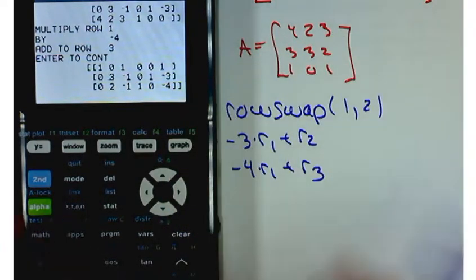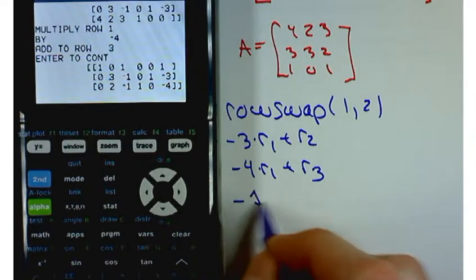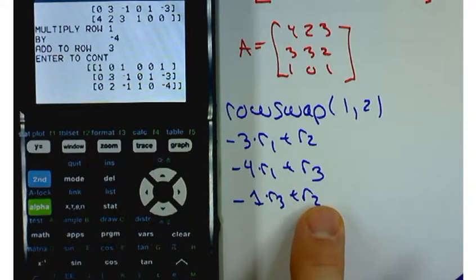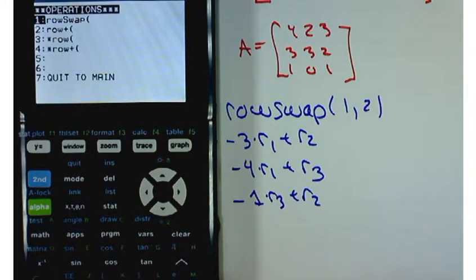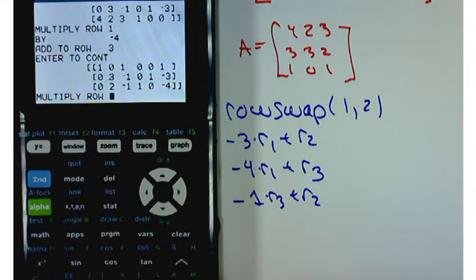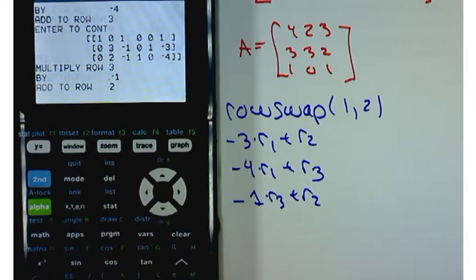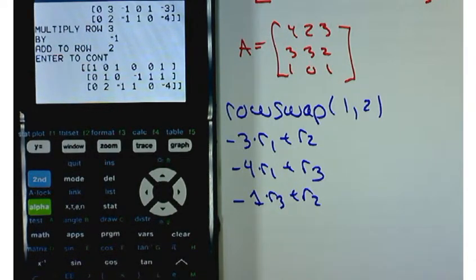So let's do that. So it's going to be -1 times row 3 added to row 2. So the row you're adding to always goes second in the way we're doing things here. So multiply row 3 by -1 and add it to row 2. And bam, that's beautiful. I got a 1 there. I'm in good shape.